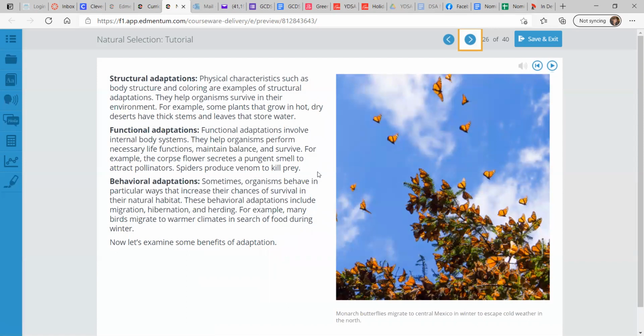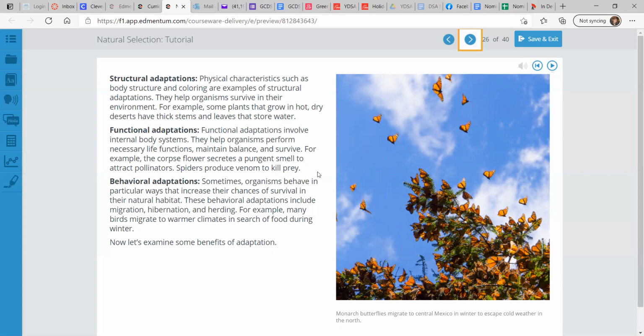All right, so we have structural adaptations, functional adaptations, and behavioral adaptations. Structural, think physical characteristics like the structure of their body and how their body is colored are examples of structural adaptations. They help organisms survive in their environment. So for example, plants that grow in very hot or dry deserts have thicker stems and leaves that store water because water is more scarce in those environments.